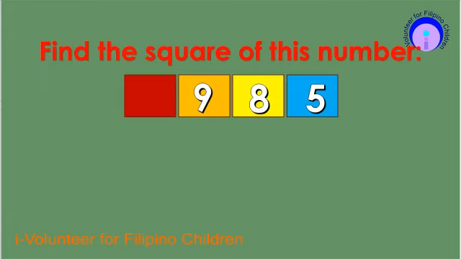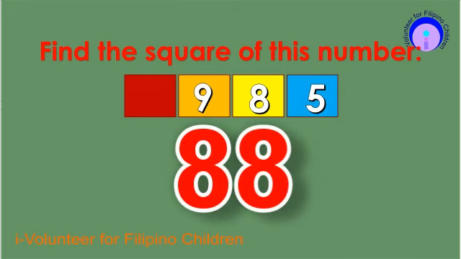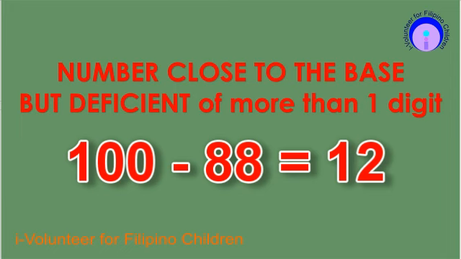Good day. Can you find the square of this number in just a few seconds? That will be our lesson today. Our first example is a number which is close to the base, but it is lacking a few units. Likewise, that deficiency is more than 1 digit. Let's take, for example, 88.